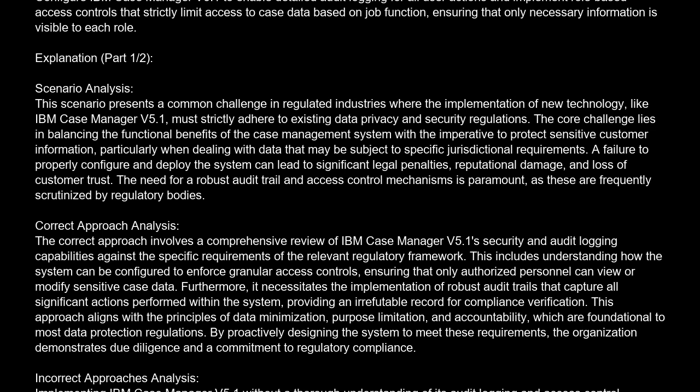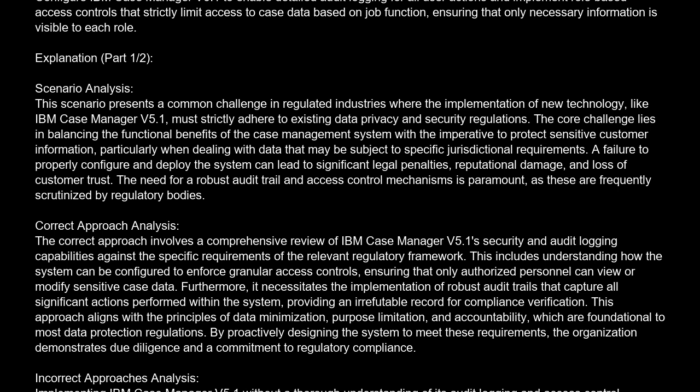that strictly limit access to case data based on job function, ensuring that only necessary information is visible to each role. Explanation. Scenario analysis. This scenario presents a common challenge in regulated industries where the implementation of new technology, like IBM Case Manager v5.1, must strictly adhere to existing data privacy and security regulations. The core challenge lies in balancing the functional benefits of the case management system with the imperative to protect sensitive customer information, particularly when dealing with data that may be subject to specific jurisdictional requirements.